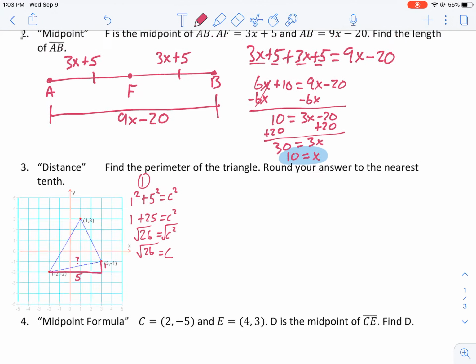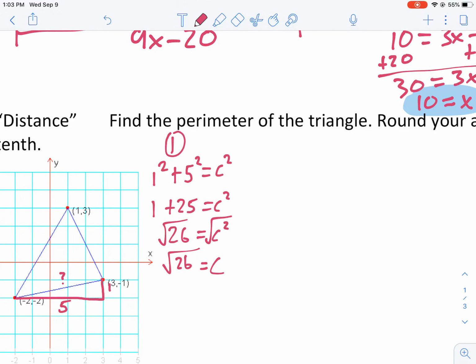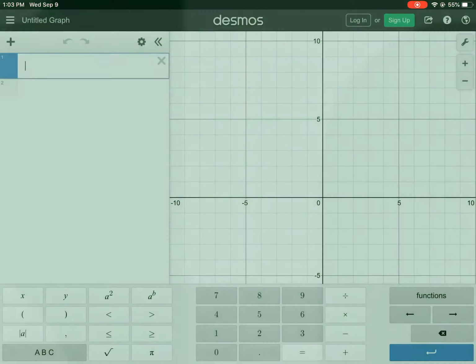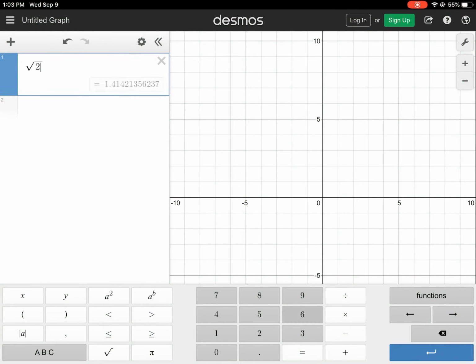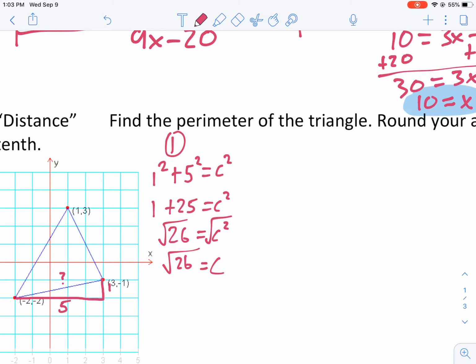Now, since it says round your answer to the nearest tenth, we can turn this into a decimal. So I'm actually going to go to Desmos. You guys can use whatever calculator you want. If you want to use Desmos, you can use that. But we just need to figure out the square root of 26. So the square root of 26 is 5.099. That will round to 5.1. All right. So c equals 5.1.